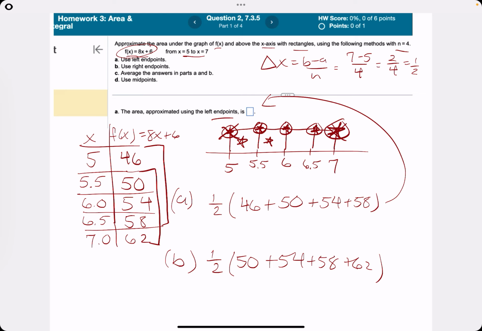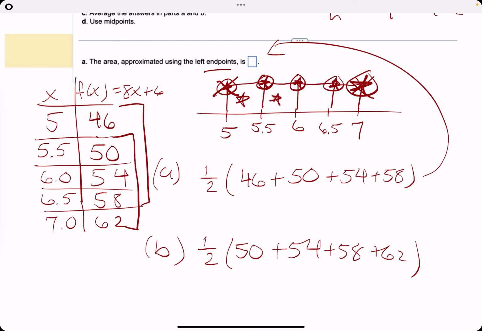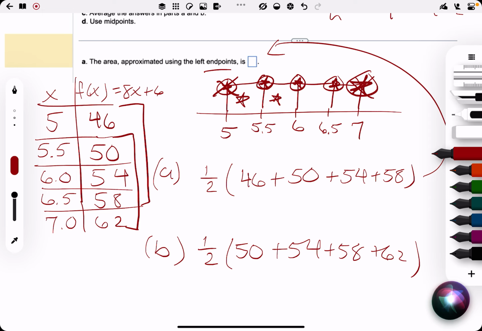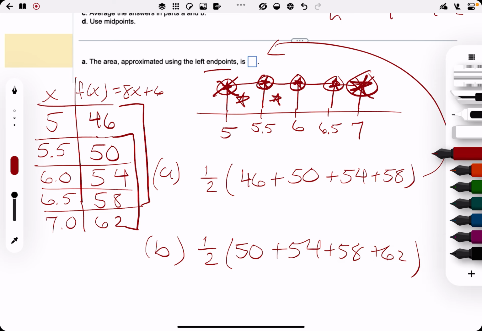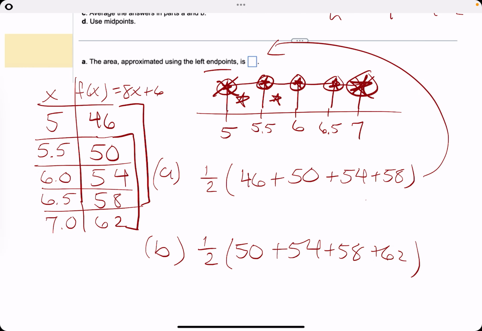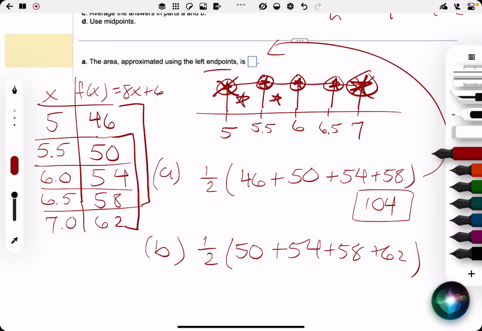So let's find the sums here. We probably do most of this by hand. Let's see. I'm too lazy. We get 208, and then we're multiplying that by 1/2, so we get 104 for this first one. And we get 112 for this one. And so that's the left and right sums.